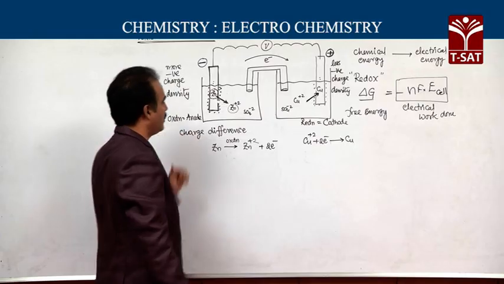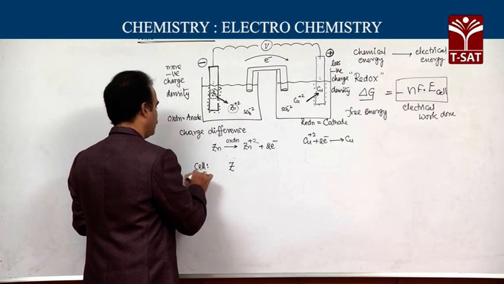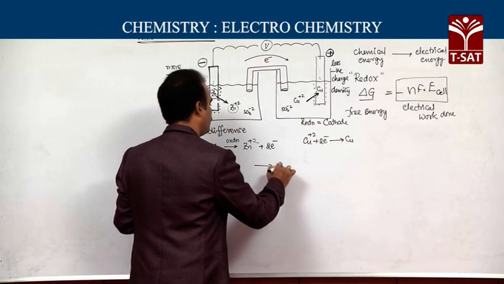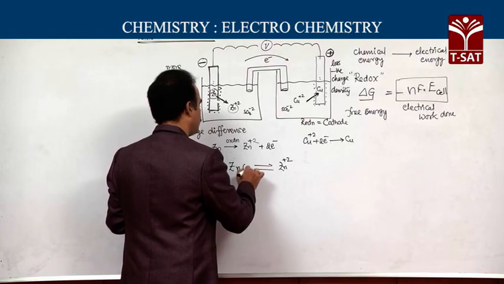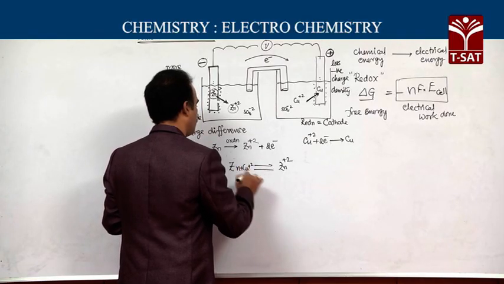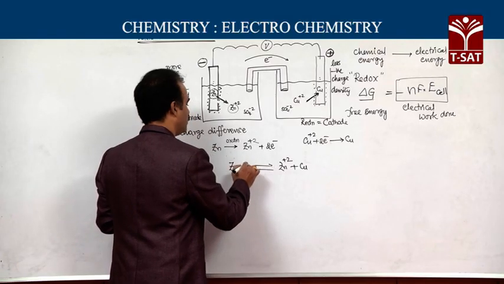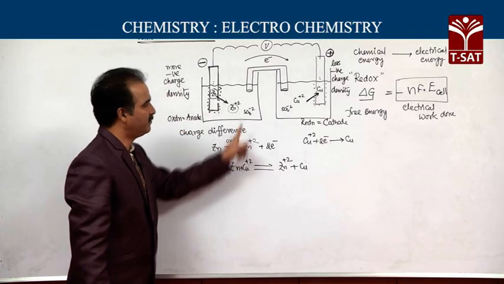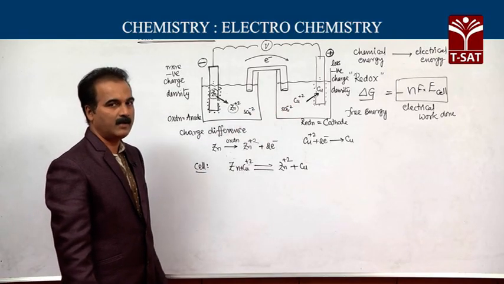The overall cell reaction here is zinc becoming zinc plus 2 and copper plus 2 becoming copper. This is the overall cell reaction of this electrochemical cell, which is called Daniell cell or galvanic cell, we can say.